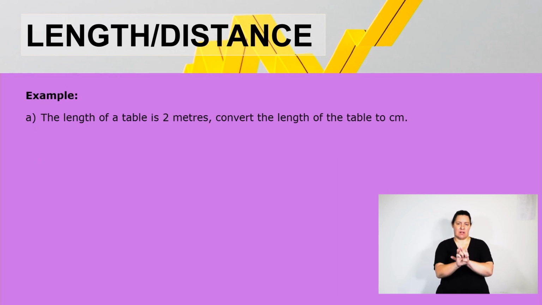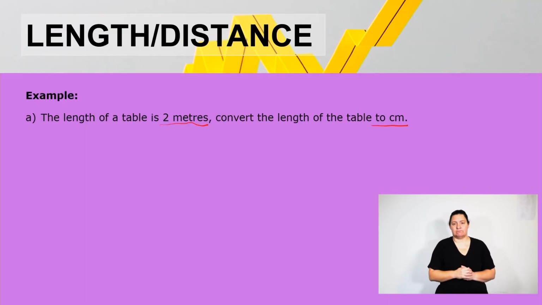Here is an example on length and distance. The length of a table is 2 meters. Convert the length of the table to centimeter. Remember, we said we must always bring along the King Harry method whenever we do conversion questions. So I'm going to put mine here. Because we are working with length and distance, I will have to bring along the kilometer, the meter, centimeter, and millimeters. Let me just write it nice so that you can see.